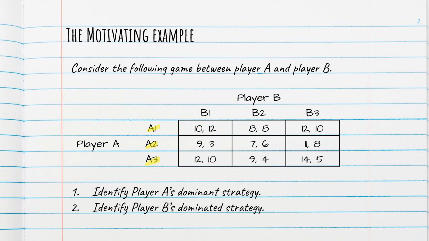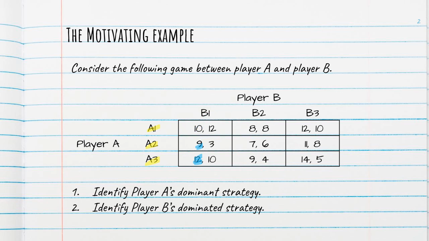And I know that if player A chooses A1 while player B chooses B1, so we're clear, focusing on B1 right here, then player A is going to get a payoff of 10. If they choose A2 when player B chooses B1, then they'll get a payoff of 9. And finally, if they choose A3 when player B chooses B1, they'll get a payoff of 12. So I like to start by looking down the column. The first number in each column, I pick out the biggest one, 12. And then I check to see, is A3 a dominant strategy?